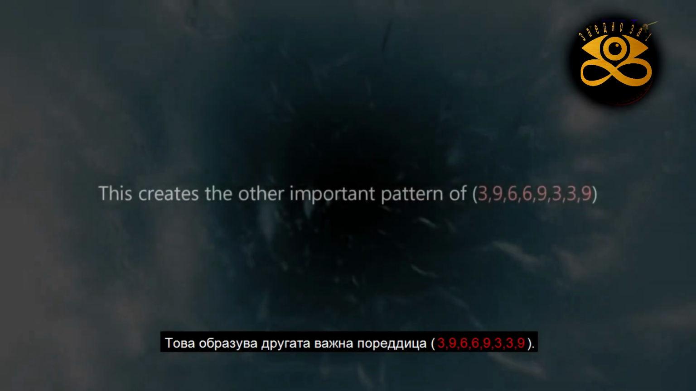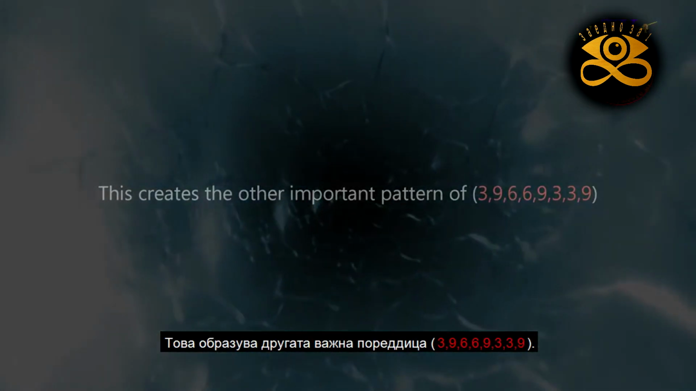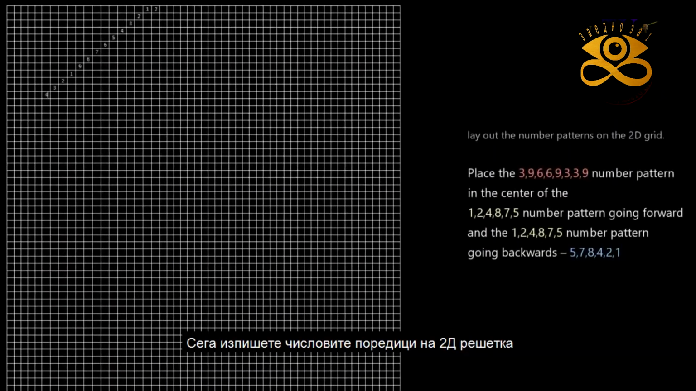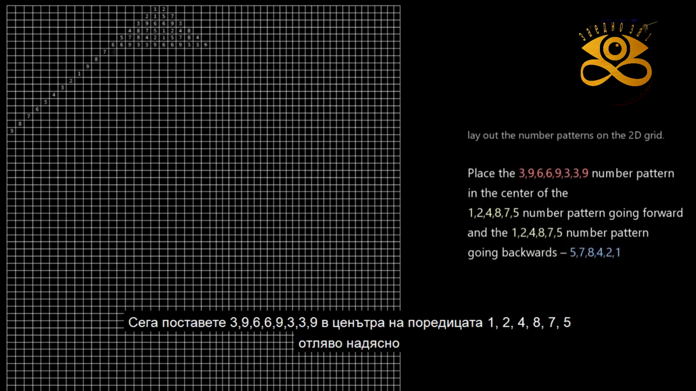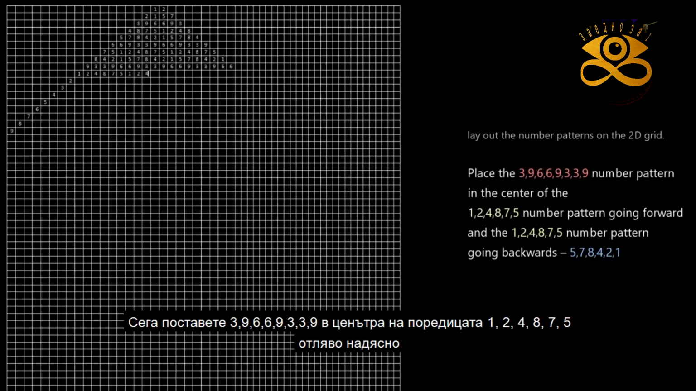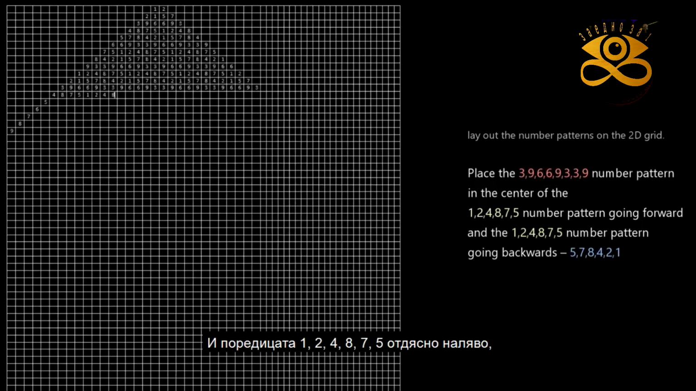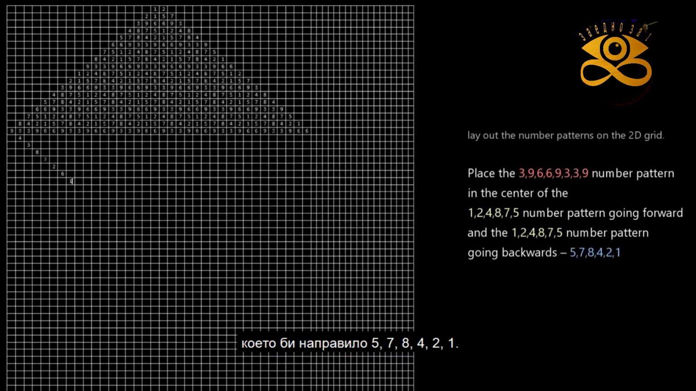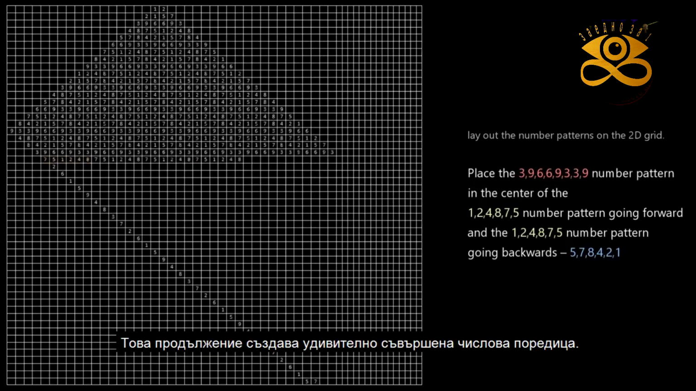This creates the other important pattern of 396, 693, 339. Now lay out the number patterns on the 2D grid. Now place the 396, 693, 339 number pattern in the center of the 124875 number pattern going forward, and the 124875 number pattern going backwards. So that would be 578421. This continuation creates an amazingly perfect number map.